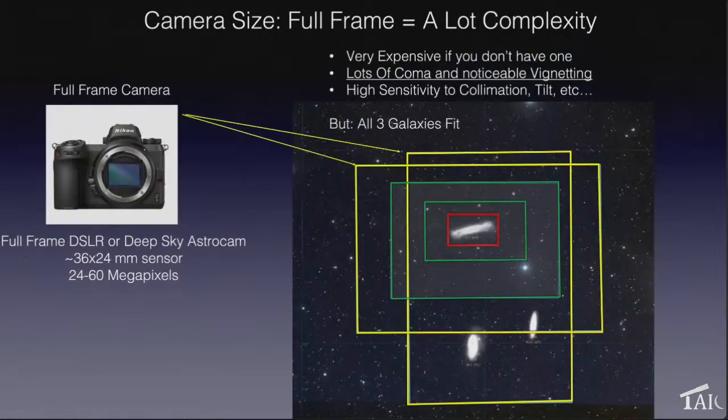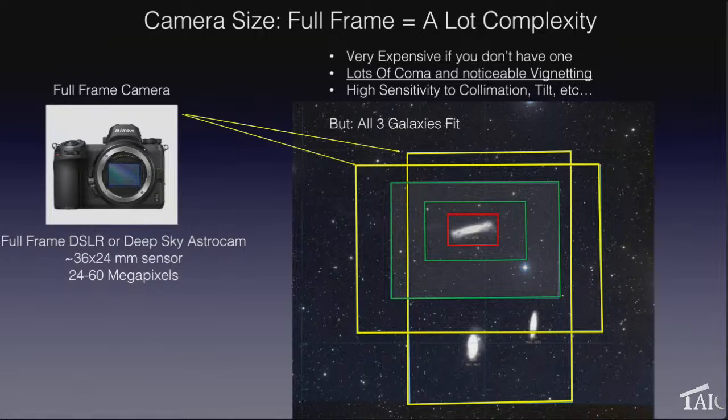By the time you get to a full frame camera, I'm giving that a yellow because yes, look at all three of these galaxies in the Leo Triplet fit. But this big sensor starts running into a lot of things. First off, it's very expensive if you don't have one already, especially if it's an astro camera. Lots of coma and noticeable vignetting. So you have to shoot really good flats. You definitely got to correct coma.